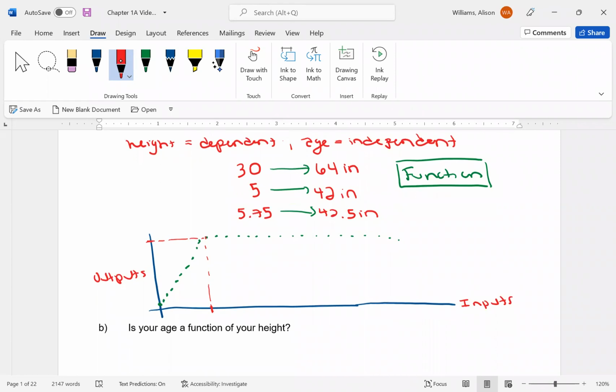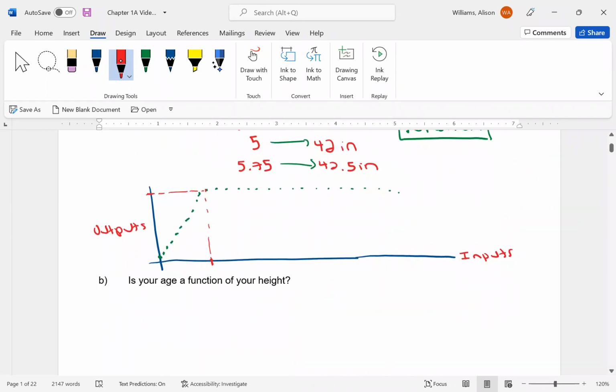Okay, let's look at the reverse. Is age a function of height? So now we're swapping it. In this scenario, age is the dependent one. So it's the output here. I'm going to label it output instead this time. And height happens to be the input.